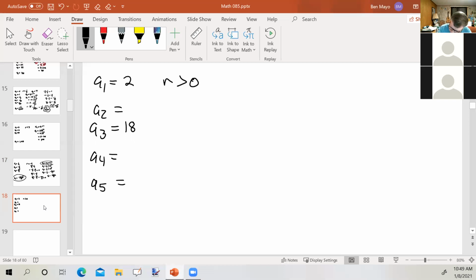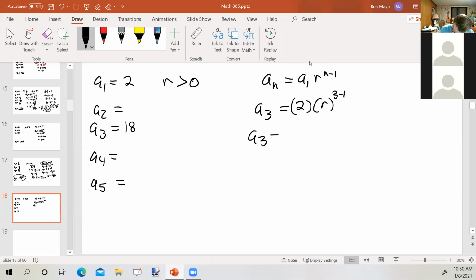Okay, well, let's see here. aₙ equals a₁ times r to the n-1 power. That's the general formula for the geometric sequence. Okay. So a₃ would be equal to a₁ times r to the 3-1 power. Okay, because n is 3. So a₃ is equal to 2 times r squared.